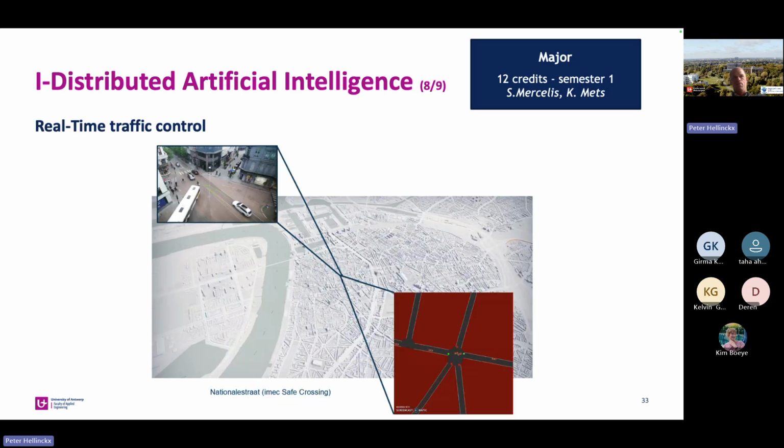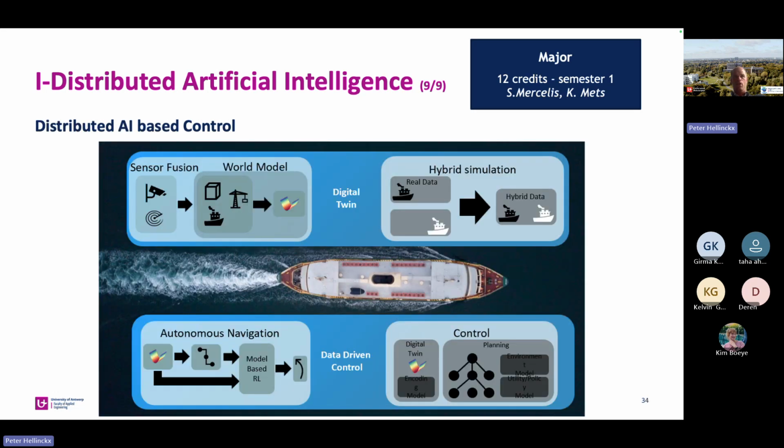Next to that, of course, we have here in Antwerp a very nice digital twin of our city. And based on that, we can start dealing with traffic, real-time traffic forecasting, but steering as well, to go towards fully distributed autonomous control of a combination of systems. That is the goal. So I think I gave the main message to you.